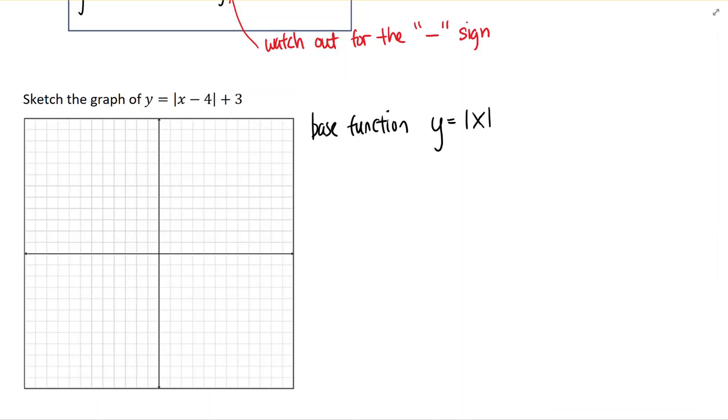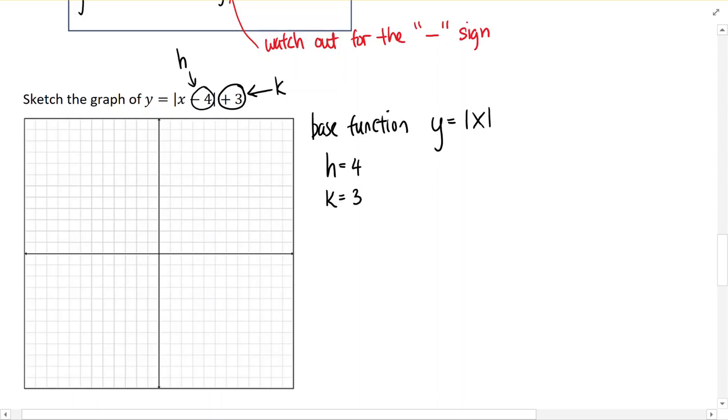But in this particular case, we do have this number here and that number there, which is going to change our base function. In this case, translate our base function. So this -4 here is going to be our h, and our +3 is our k. So remember, with h, if it shows -4 here, the h value is actually just a +4. You always have to find the opposite if it's in the function, okay?